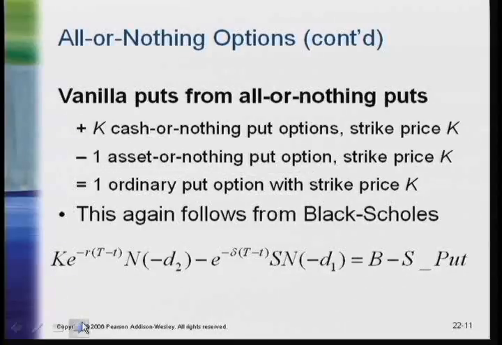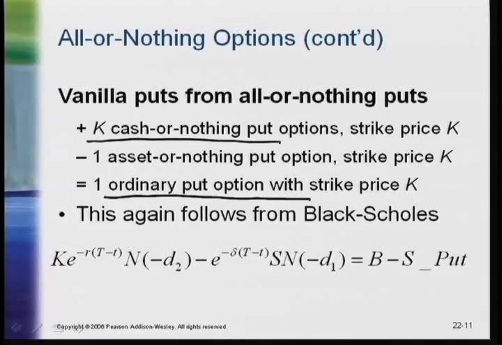A put is exactly the same. Again, think about what happens with a put. When stock prices are below the strike, you have the option of selling the stock. That means you receive K dollars and you pay 1 share of stock. So again, one sees that we can reproduce a plain vanilla put option by going long K cash or nothing puts and shorting an asset or nothing put. The short asset or nothing put will require the payment of S. The long K cash or nothing puts will provide a payment of K.